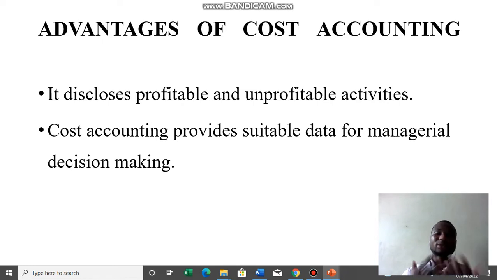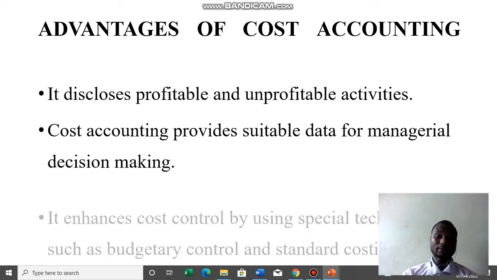cost accounting will give us information concerning that. This information would help them to take that decision that will be suitable for the organization to run effectively. So that is an advantage associated with cost accounting. Without a cost accounting system, you might never be able to get such information for managerial decision making.